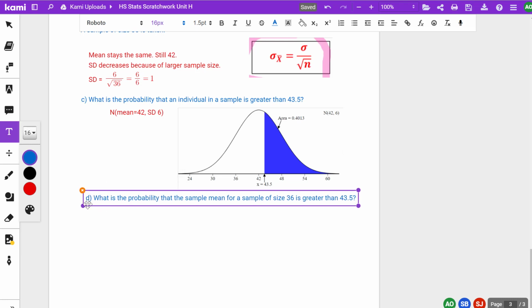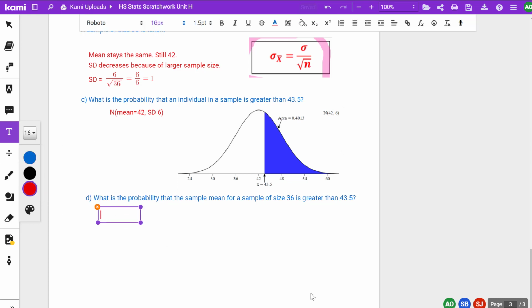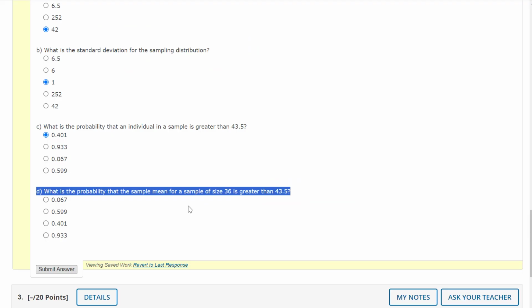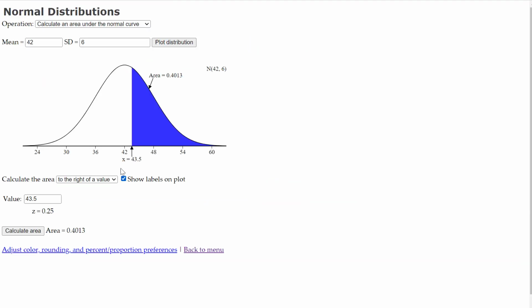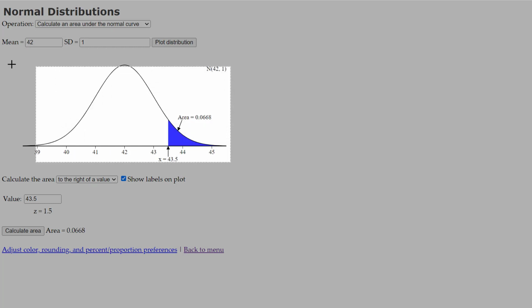So now this one is different. This is going to use a different model. The model's going to be the mean is still 42, all right, because means don't change with increasing sample size. They should stay the same. But remember, we calculated in this problem above a new standard deviation of 1. So now I have to go back, and is it the same number, 43.5? So it's pretty much the same question, but I have to change this to 1. And now you can see that I get a much smaller number. Instead of almost half, it's closer to 5%.